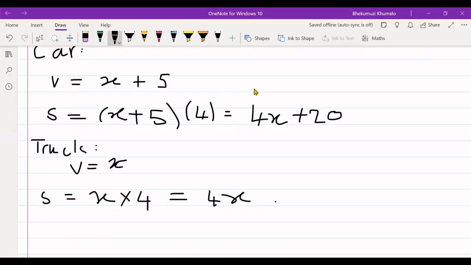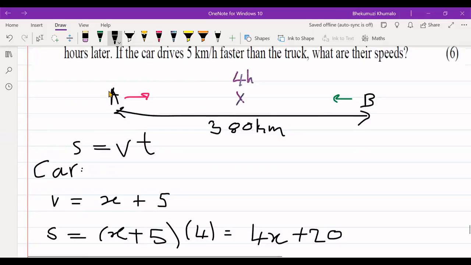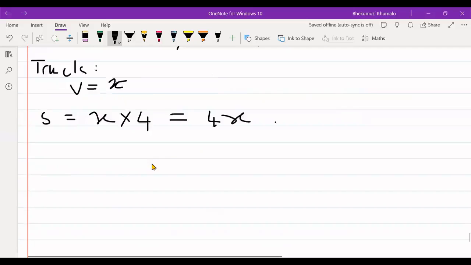Now, we need to find x so that we can find the speed of the truck. However, isn't it clear that wherever they meet, if you take the distances that they traveled, together they would have traveled the entire distance from town A to town B? The entire distance, so this is equal to 380. But when we add them together, right?